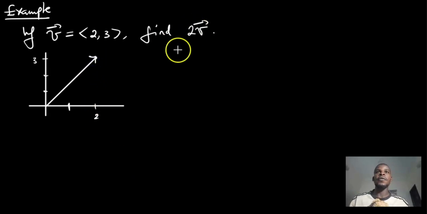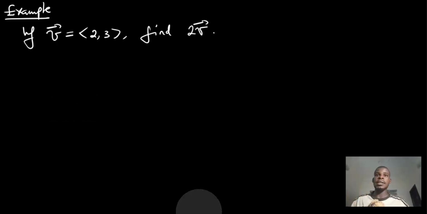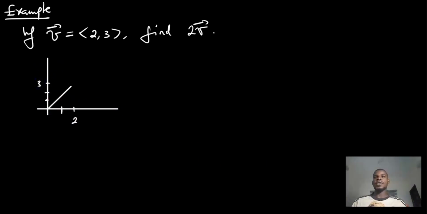Okay, so we want to find out what 2 times vector v will be. Oh, let me reduce this. Sorry about that. Let me reduce everything because I'll need room to double it, because doubling it will increase everything. Our vector is pointing like that. That's v. Okay, that's vector v. Good. Now we want to find vector v twice. That's 2 times vector v.